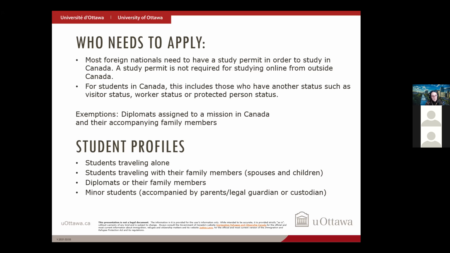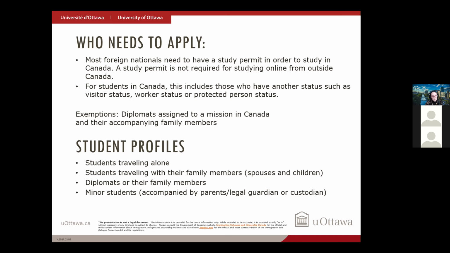If you're inside Canada and you have another status, let's say you're here as a visitor or a worker, or you have protected person status, you still also need a study permit to be able to study. And you're able to have both statuses. So you could have a work permit and a study permit at the same time. There are a few exemptions to who needs a study permit, so, for example, diplomats who are assigned to a mission in Canada and the accompanying family members of a diplomat. They are actually exempt from the study permit requirement. But otherwise, odds are you need a study permit.